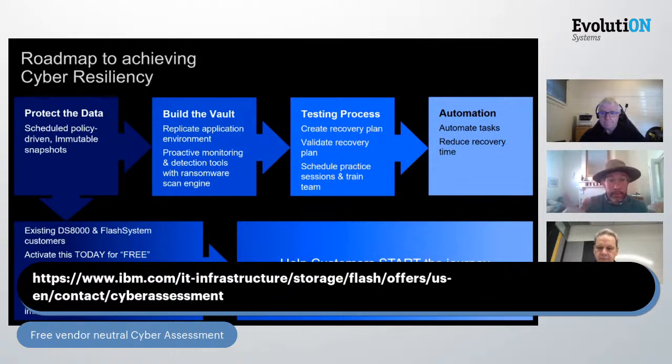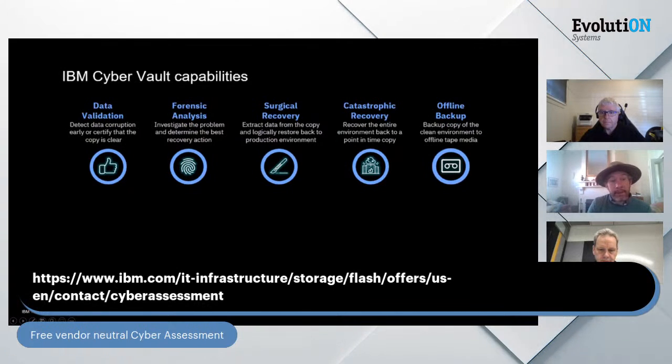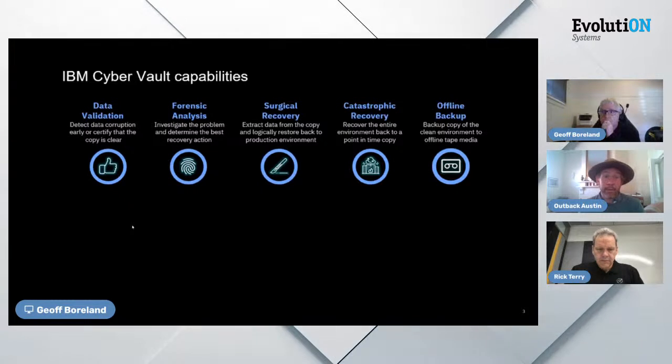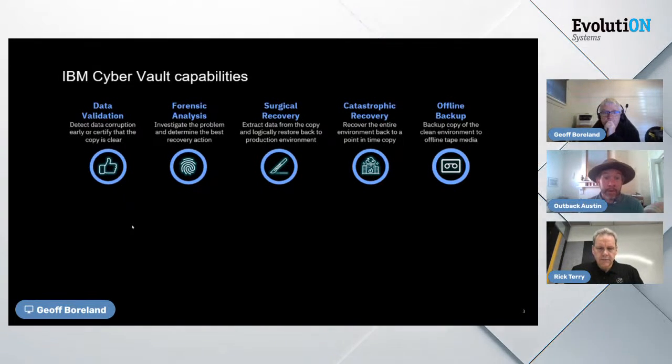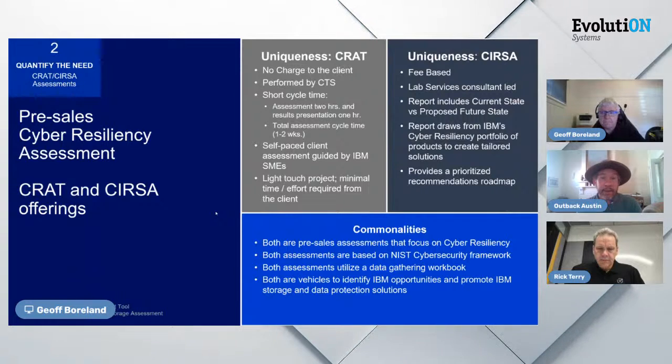Yeah. So if you can move forward to the next slide, I think, as I understand it, we've got an overview of the capabilities of our cyber resiliency assessment. Right, so there's two assessments. We've got a free assessment, and then we've got one where we involve our IBM lab services in order to provide a more detailed understanding of what's going on in the organization. So at the moment you've got a screen that's showing the IBM Cyber Vault capabilities. Oh, sorry. Okay, so we've got the CRATs, and then we've got the CIRS offering as well, right?